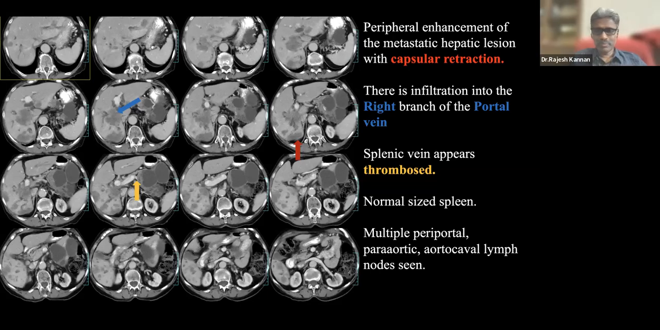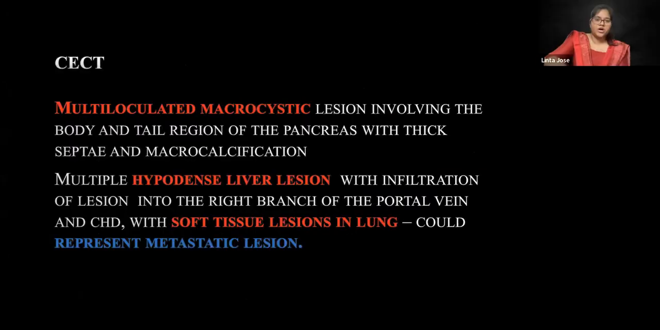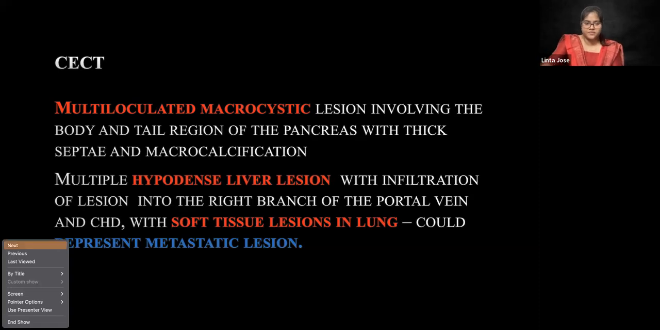Next. So our CT was finally interpreted as a multiloculated macrocystic lesion predominantly involving the body as well as tail region of the pancreas with thick septa and peripheral calcification, and hypodense peripherally enhancing liver lesions along with the soft tissue density lesion in the lung. So these could represent metastasis to distant organs, and she later underwent biopsy from the liver.